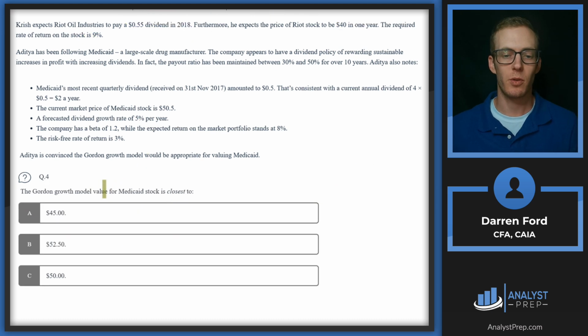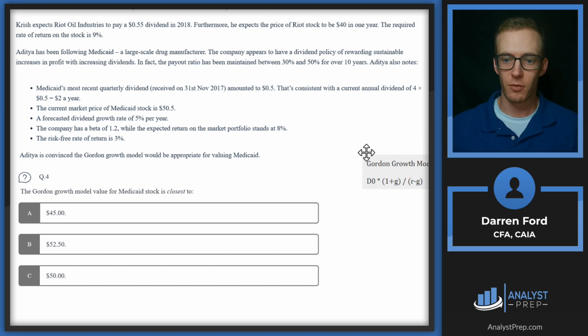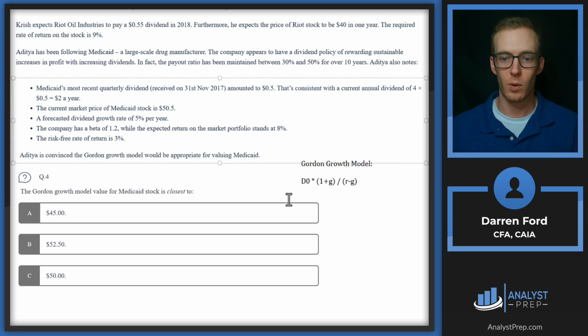Question 4, the Gordon growth model value for Medicaid stock is closest to. So I'm going to pull in our Gordon growth model formula here first so that we know what inputs we're looking for as we go along. We're going to need our current dividend times the growth rate, or we could just get next year's dividend to replace this amount. And then we're going to do the discount rate minus the growth rate in the denominator to get our value. So we left off at this 9% here, so we'll start reading.